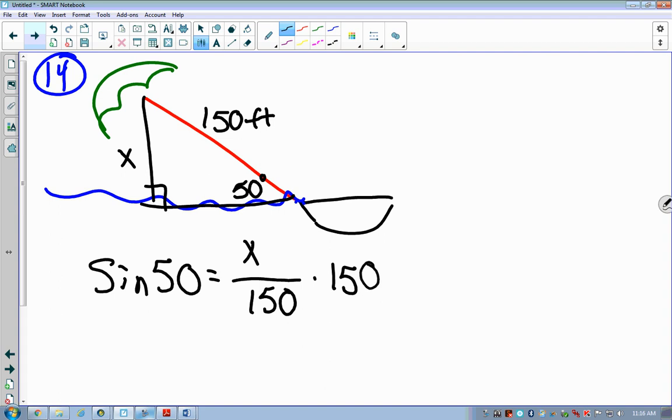If I want to solve for x, what do I need to do to both sides? Multiply by 150. What do I need to make sure that my calculator is in before I type in 150 sine 50? Make sure it's in degree mode. 150 sine 50 comes out to what? 114. Did somebody say something else? It should be 114 feet.